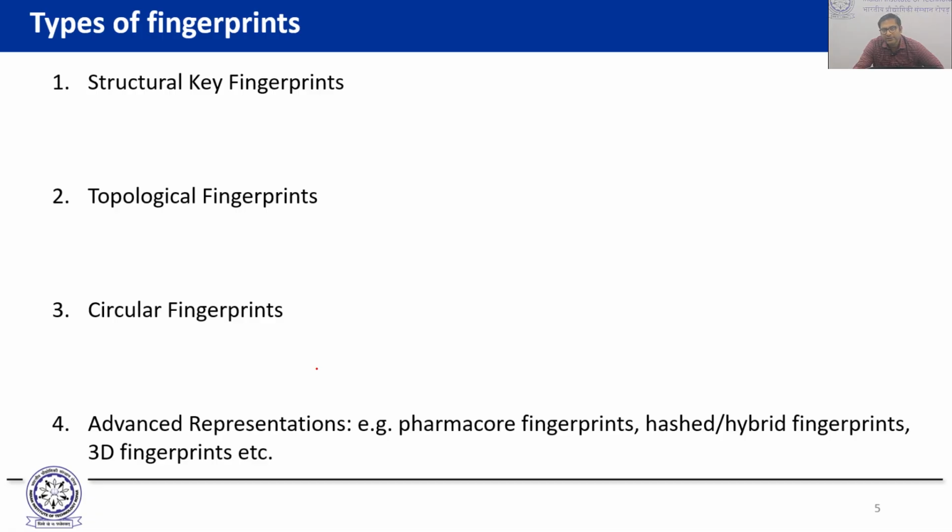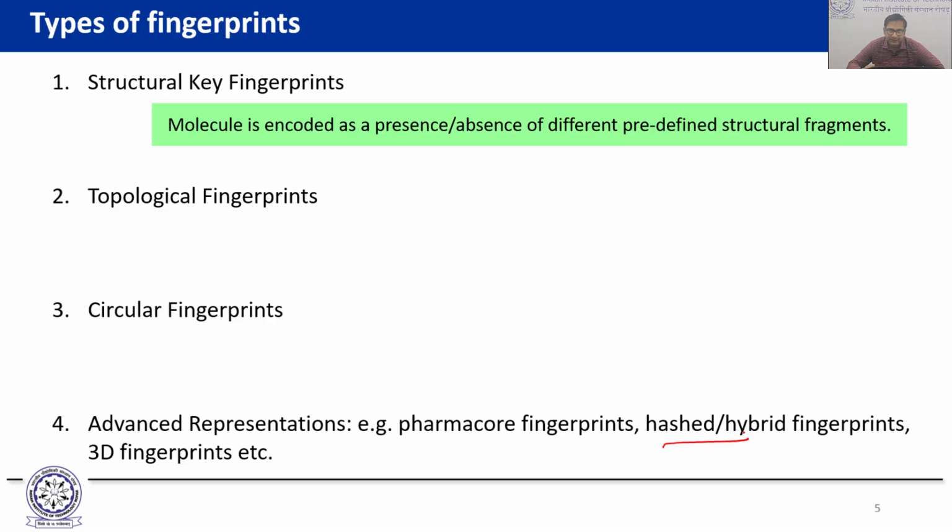And beyond that, nowadays, there are lots of advanced representations. So things like pharmacophore fingerprints, hashed and hybrid fingerprints. Hashed and hybrid fingerprints, we'll talk about very briefly when we discuss the topological fingerprints going forward. And then you have got 3D fingerprints, which are going to capture the 3D structure of a molecule. Now, out of all of this, we are going to discuss the first 3 in a little bit more detail. So in case of structural fingerprints, your molecule is encoded as the presence and absence of different predefined structural fragments.